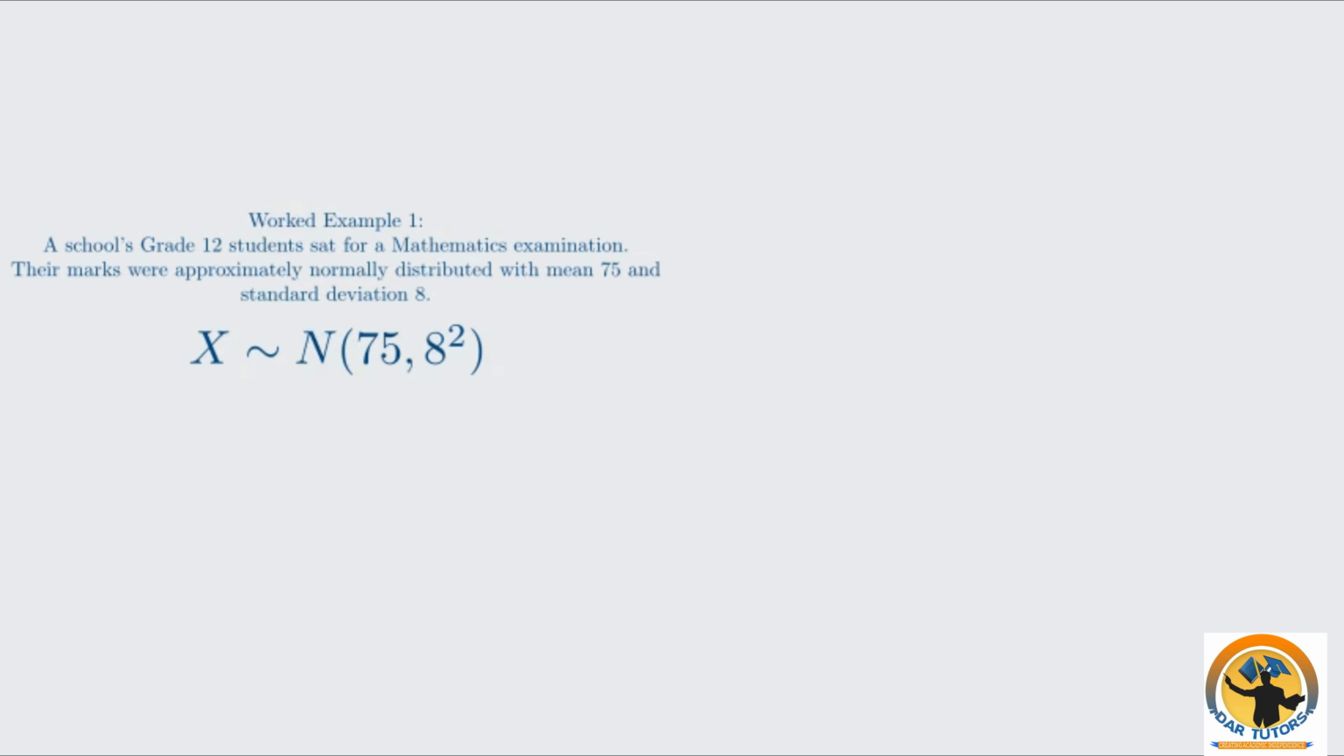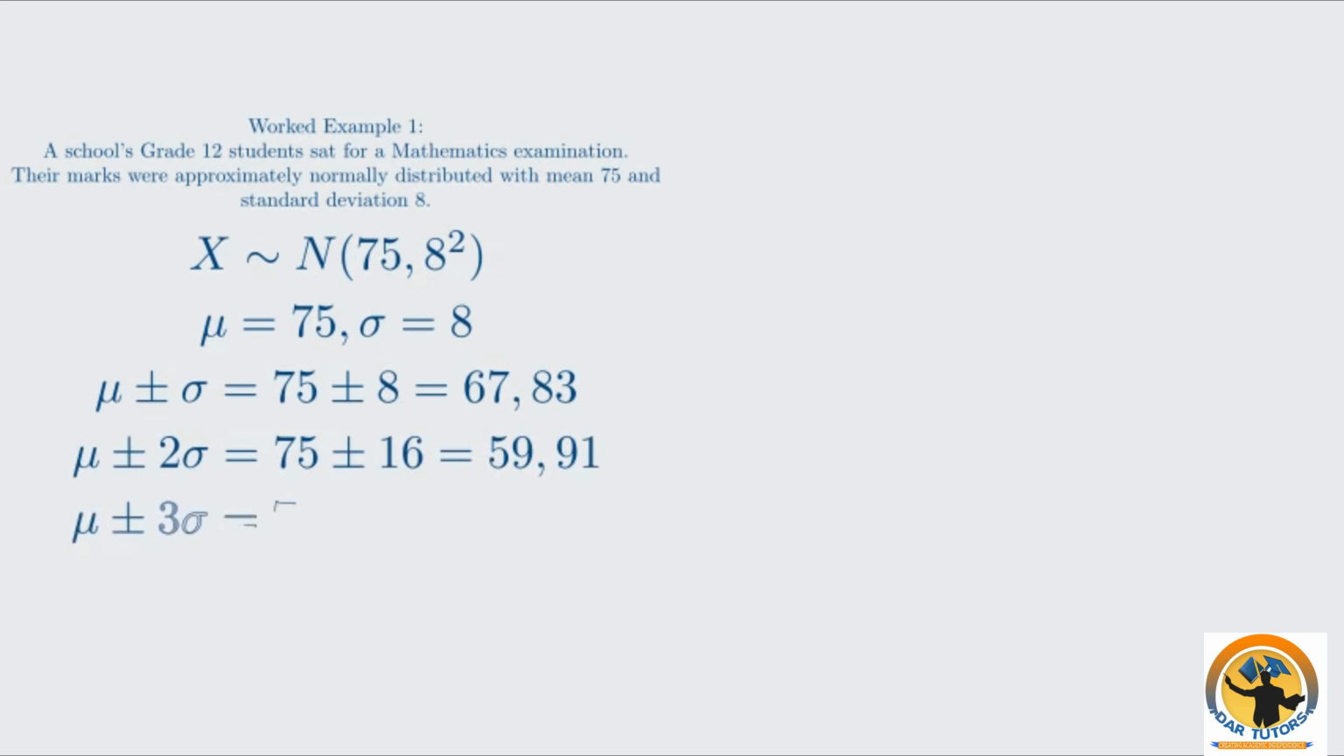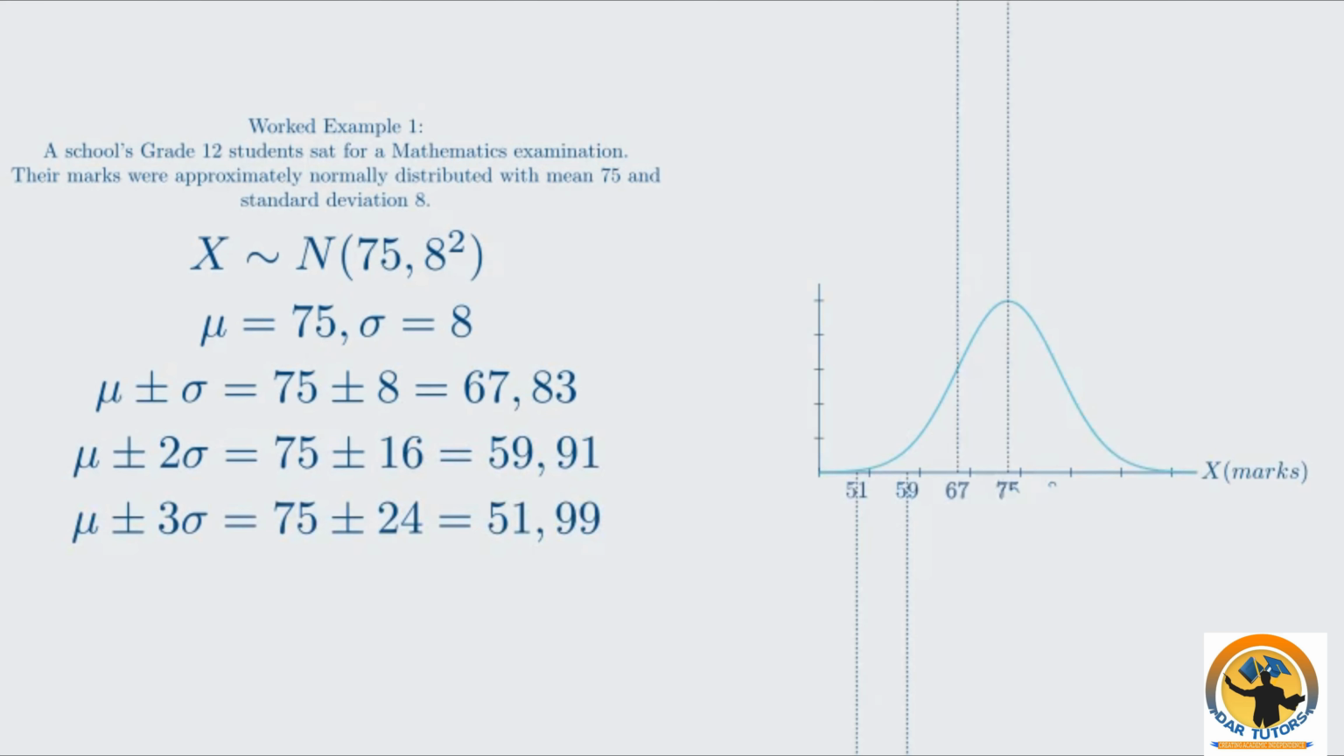Let's start by calculating the key values for our curve. The mean is 75. Adding and subtracting the standard deviation gives us mu plus or minus sigma, which is 75 plus or minus 8, or 67 and 83. Adding and subtracting twice the standard deviation gives us mu plus or minus 2 sigma, or 75 plus or minus 16, resulting in 59 and 91. And 3 standard deviations give us 75 plus or minus 24, which is 51 and 99. Now we can sketch the bell curve. Our curve is centered at 75, with these calculated values marked at the appropriate standard deviation intervals.